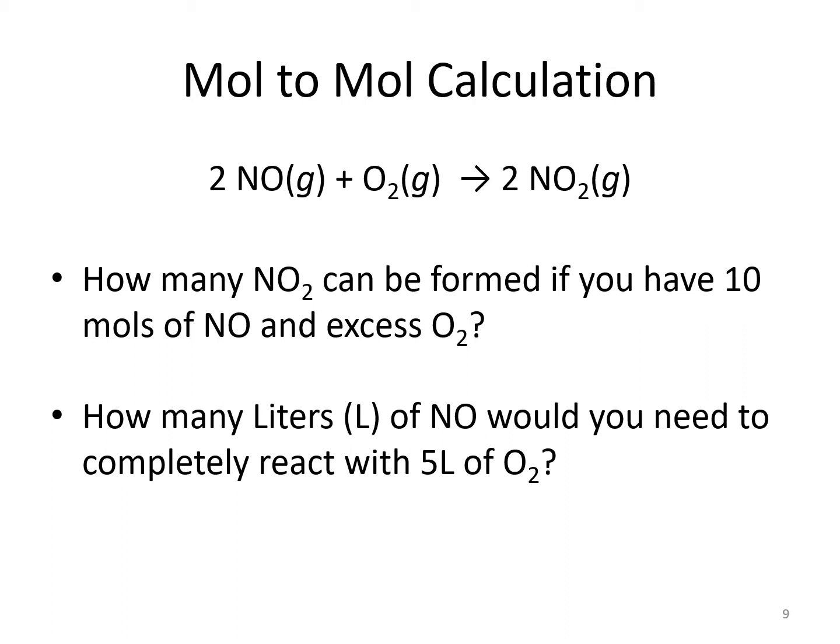So let's check our understanding here. If I have 10 moles of nitrogen monoxide gas, and excess oxygen. What this word excess means is we have all that we need and then some. So assuming I have as much oxygen gas as I could ever need, and I have 10 moles of nitrogen monoxide gas, how many moles of nitrogen dioxide gas will we get? What do you guys think? We'd get 10 moles.